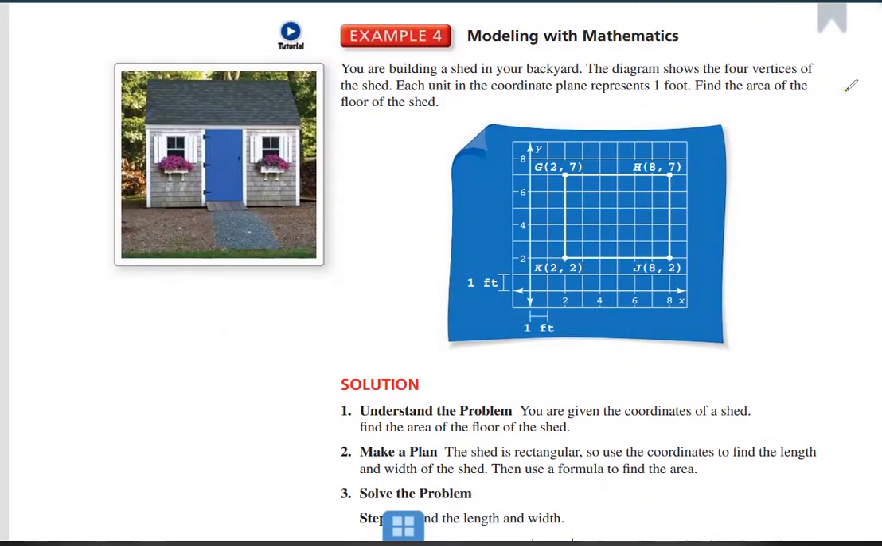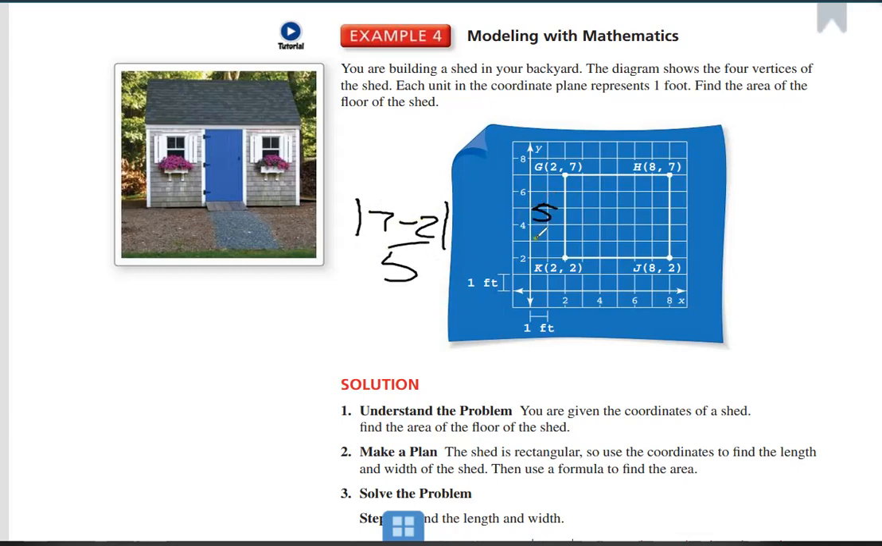Okay, we got a little word problem here. You're building a shed in your backyard. The diagram shows the 4 vertices of the shed. Vertices means corners. Find the area of the floor of the shed. Well, that's easy. We use the ruler postulate. If you're going from 2,2 to 2,7, it's the absolute value of 7 minus 2, which is 5.